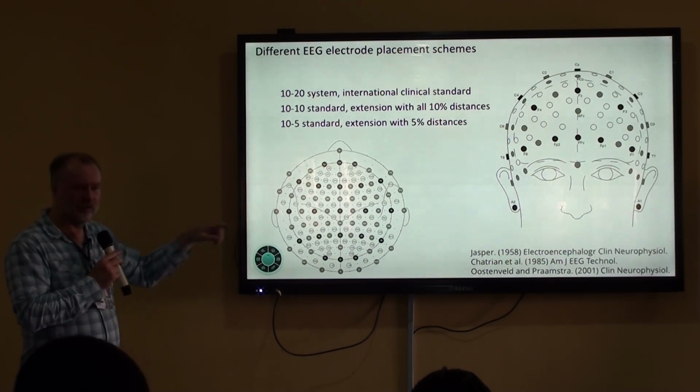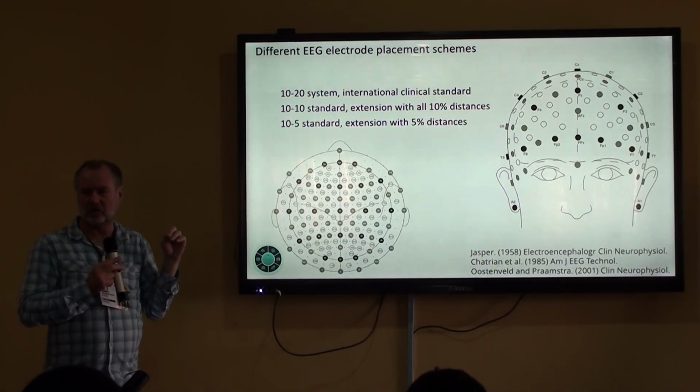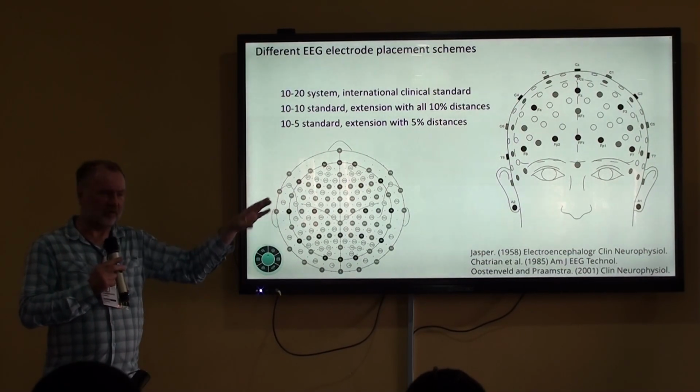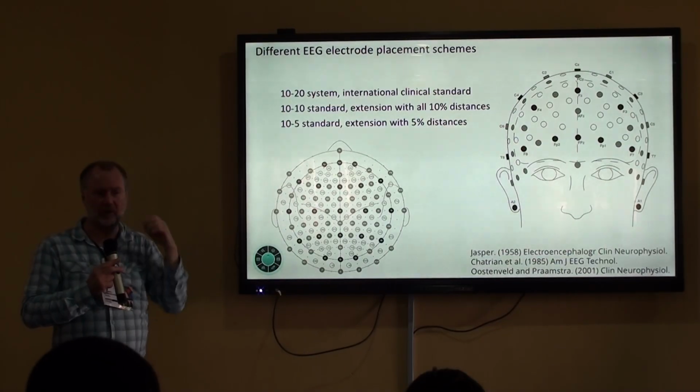And actually in 2001, during my PhD, we started working with a 128 channel EEG system. And then I proposed, and that's used a lot, the 10-5 system. So we also used 5% distances.